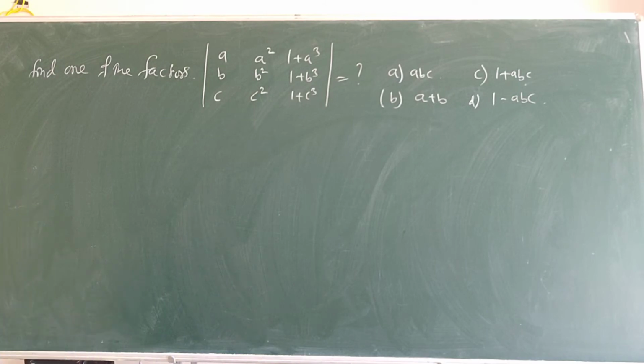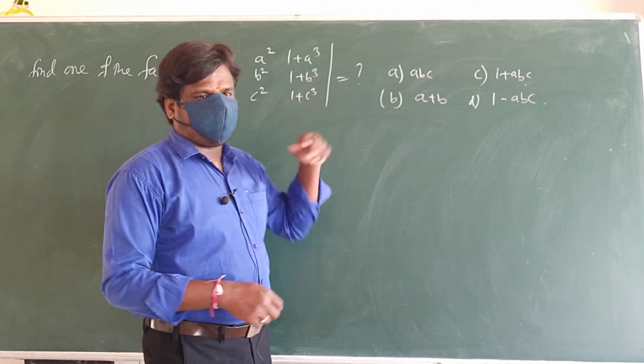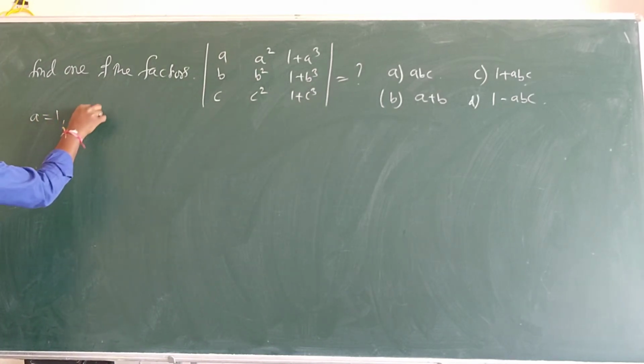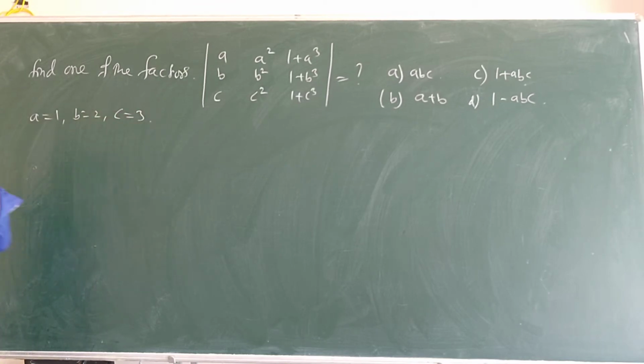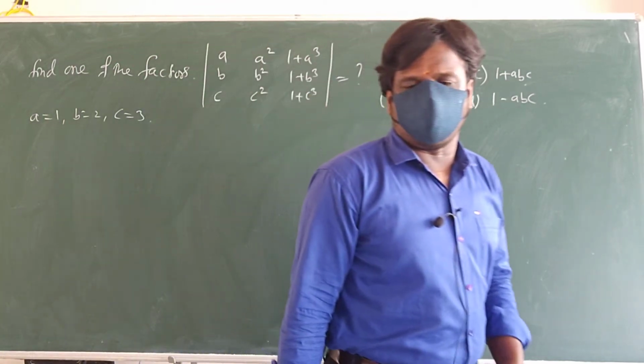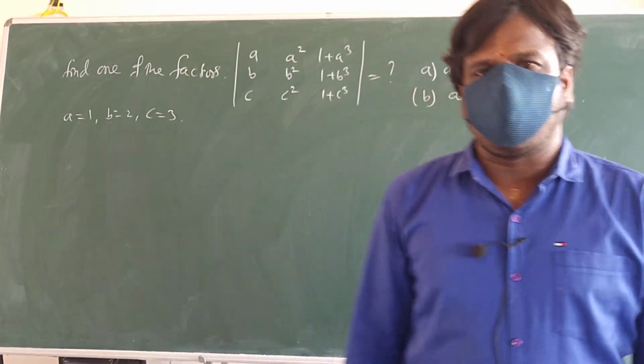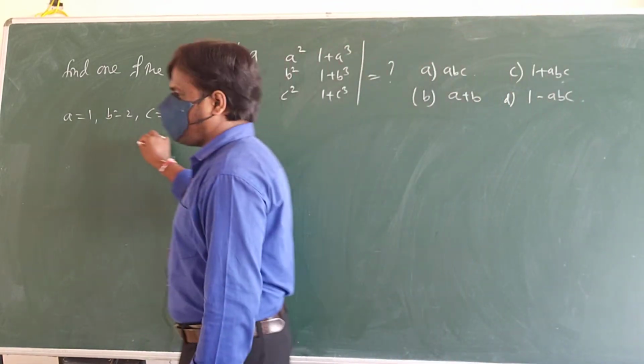This is the question, right? Yesterday I wrote only half of the question, not the complete question. This is the proper question. If you want to find one of the factors, what do you do here? Substitute A is equal to 1, B is equal to 2, C is equal to 3. This is the easy way.